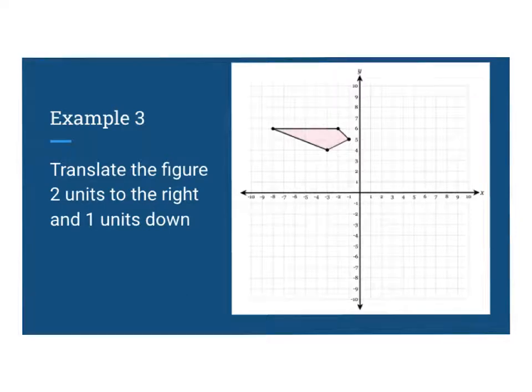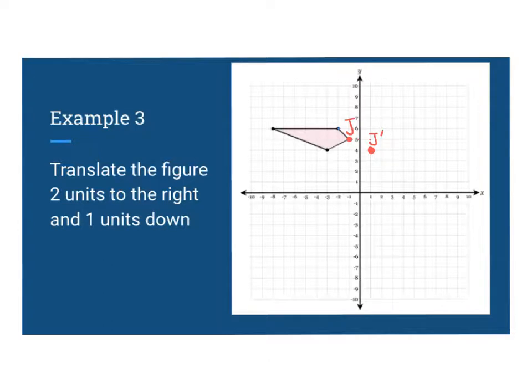Example 3, translate the figure 2 units to the right and 1 unit down. So again, I'm going to take this object, choose a point, start with this one on the far right. We're going to count 2 units to the right, so it's 1, 2, and 1 unit down, make a new point. Again, if you want to label them, you may.